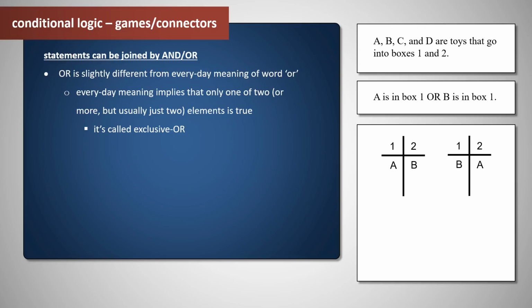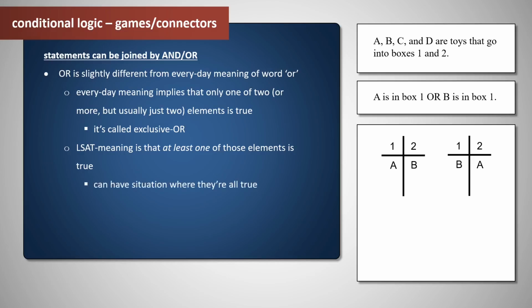Likewise, if we switch that around, if it turns out that we have B over in 1 and A is in 2, then it's true that A is in box 1 or B is in box 1 because one of them is there, meaning that B is in 1. However, on the LSAT, the meaning of or is that at least one of those elements is true, which means you can have a situation where they're all true. That's what at least one means. So when we read A is in box 1 or B is in box 1, it doesn't mean that only one of them has to be in box 1. You can have a situation where they're both in box 1.